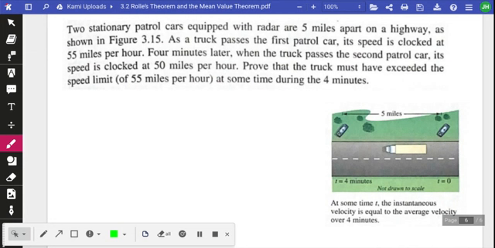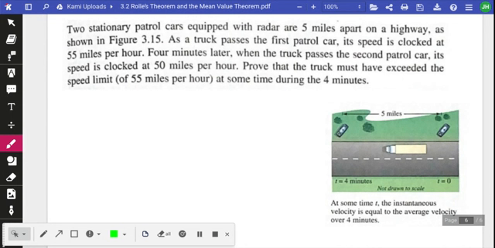Two stationary patrol cars equipped with radar are 5 miles apart on a highway, as shown in the figure. I copied the figure down there for you. As a truck passes the first patrol car, its speed is clocked at 55 miles per hour. Four minutes later, when the truck passes the second patrol car, its speed is clocked at 50 miles per hour.